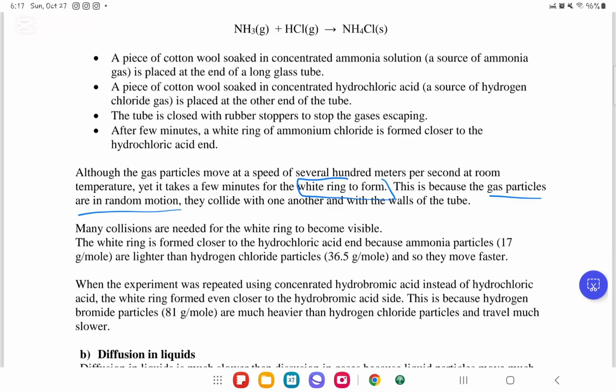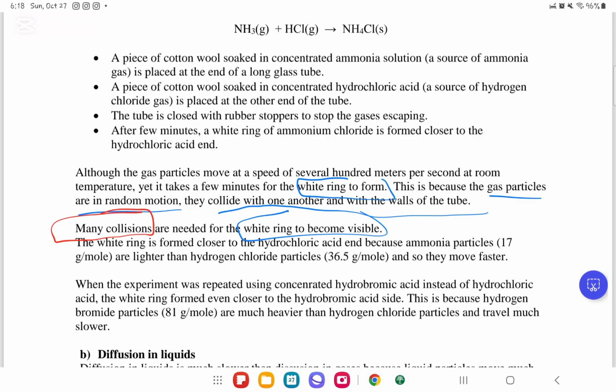So even though they travel really fast, they're still in random motion. They're still bumping each other, bumping other things. So we see they're in random motion. They collide with one another and with the walls of the tube. Now, apparently, for this white ring to become visible, it cannot happen by only one reaction or one collision. Actually, many collisions have to happen for this white ring to become visible.